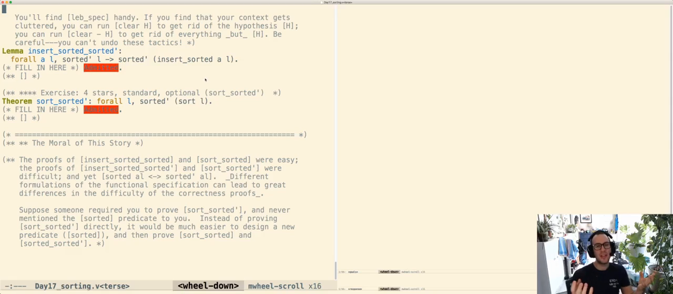So I think to me that's a really interesting moral that not only do you have to work hard on your programs, you have to think carefully about your specifications in terms of what's going to make it easy for you to do the proofs that you need to do. I don't know. Food for thought.